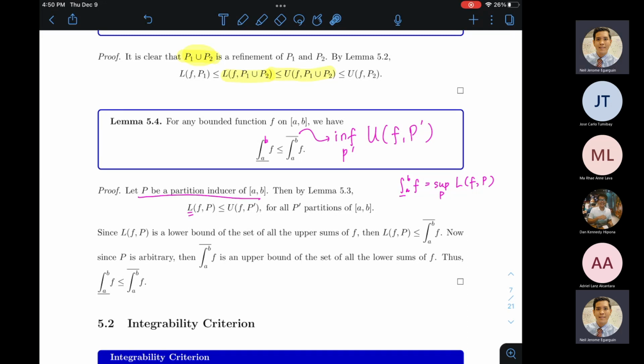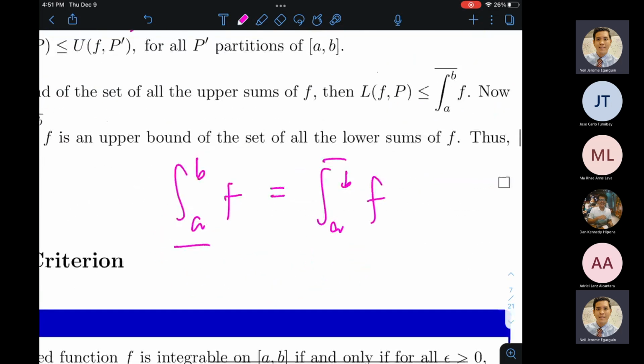So, as promised, lemma 5.4 actually will give us an easier way, or will cut down our work into half whenever showing that a certain function is Riemann integrable or not. Kasi, di ba, kailangan nating ipakita yung equality ng lower Riemann sum sa upper Riemann sum to say that f is Riemann integrable. All right?